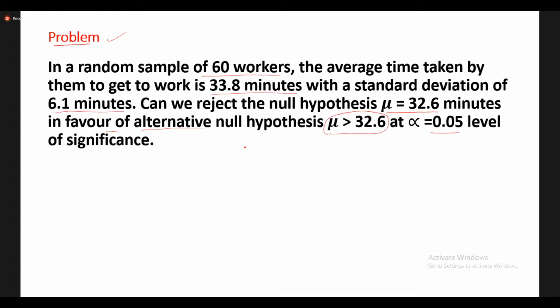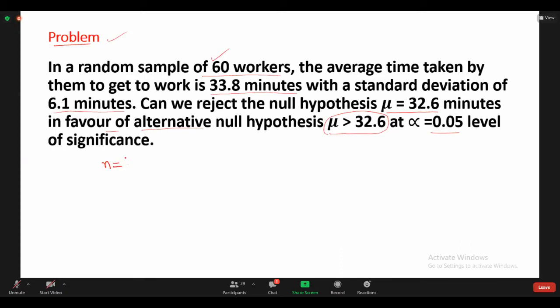Once all of you read that question carefully, first write down the given data and tell me which test is applicable. What is the 60? Anyone respond in chat box? A random sample of 60 workers, that is the sample size. Asma, what is the sample size? Sample size n is equal to 60, right?